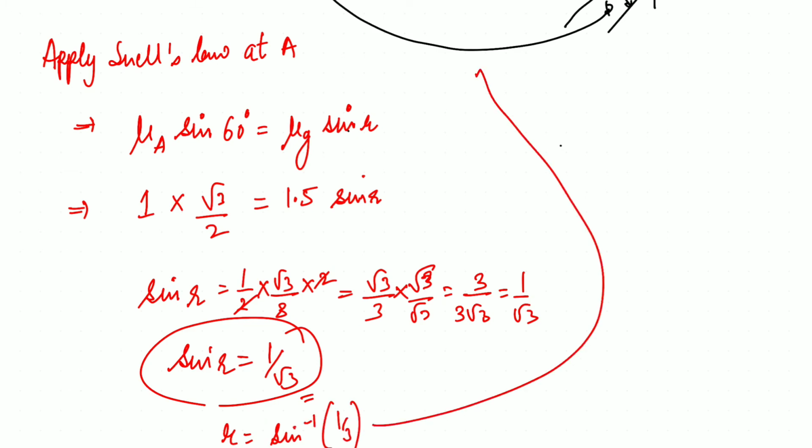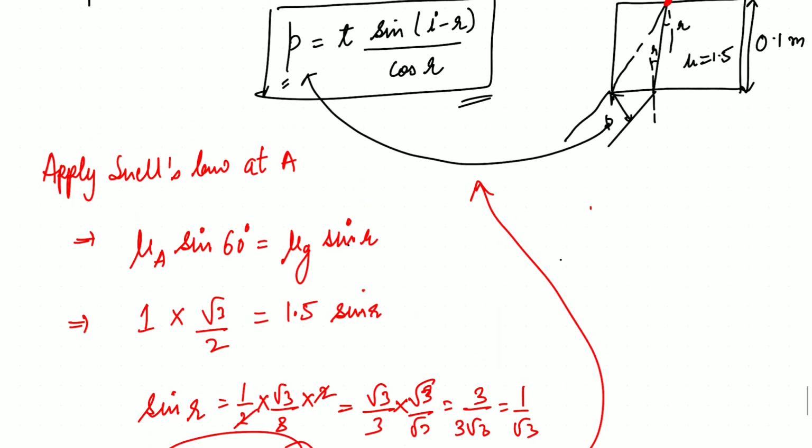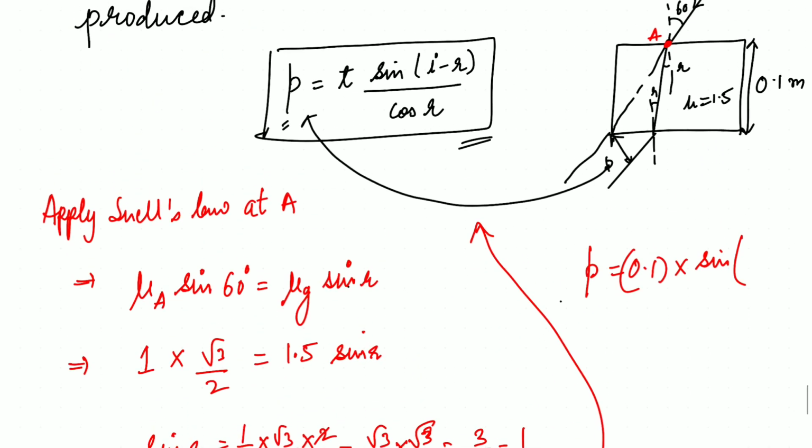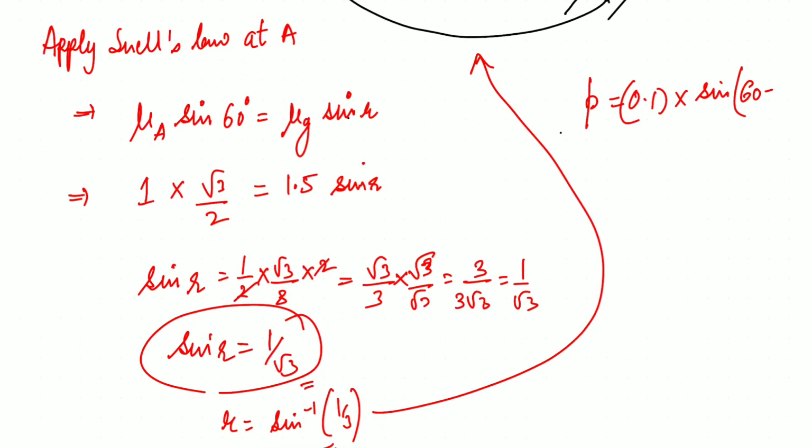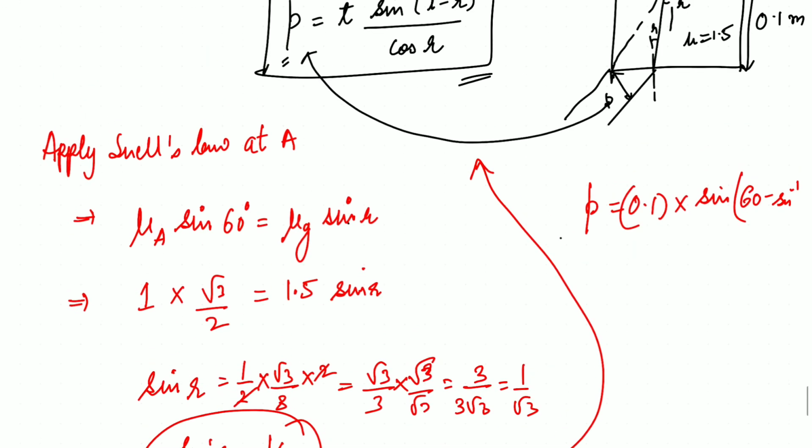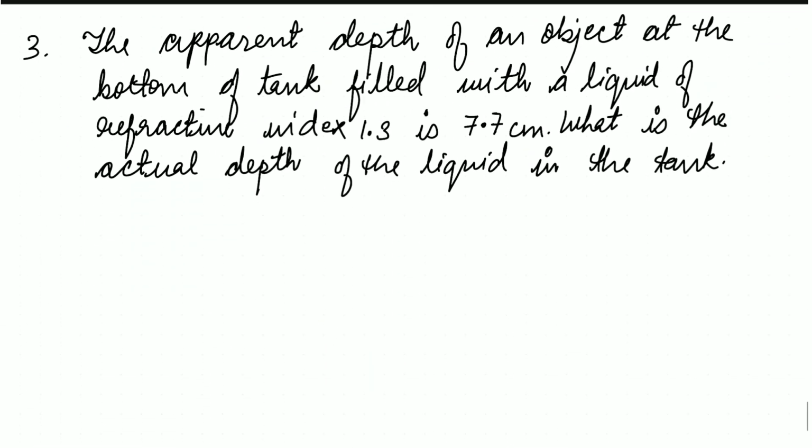Now just put this value in the formula. Your formula is P equals 0.1 multiplied by sine of (I minus R), where angle I is 60. R is given by the sine inverse, and if you see, this approximately comes out to be some 35 something. You can just find that out. Put this value over there and do the calculation, and you will get the value of P. I hope that's understandable. Let's move to the next question.